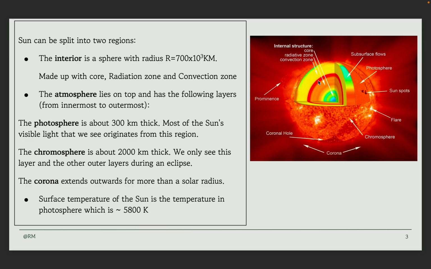The surface temperature of the Sun is the surface temperature of the photosphere, that is the first layer of the atmosphere, which is about 5800 Kelvin. So you can see in this figure the different regions of the Sun. One is the core. On top of the core there is the radiation zone, and after that there is the convection zone. After the convection zone, the first layer of the atmosphere is the photosphere. Then the next layer is the chromosphere, and on top of the chromosphere the layer is the corona.